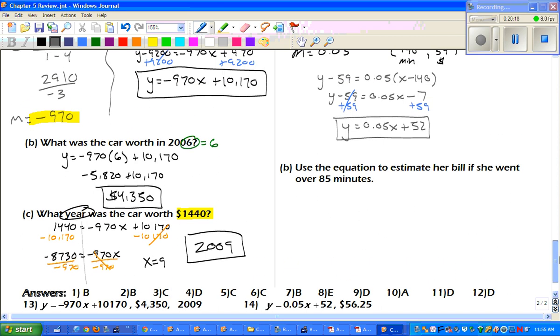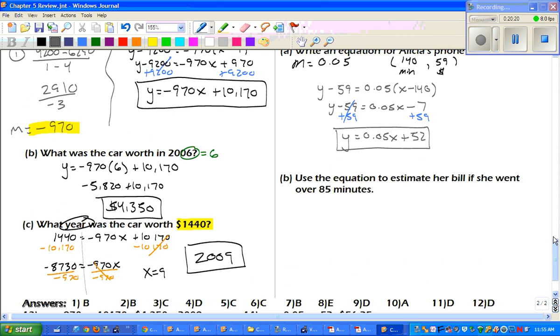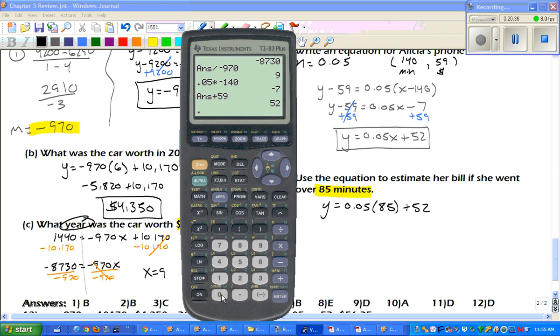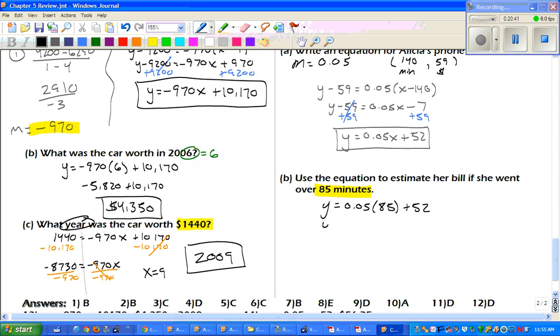All right, and now the next part says use the equation to estimate her bill if she went over by 85 minutes. Okay, so that's talking about time, that's our x. y equals 0.05 times 85 minutes plus 52. So 0.05 times 85 is $4.25, plus 52. Add those up together, you get $56.25. All right, and that's it.